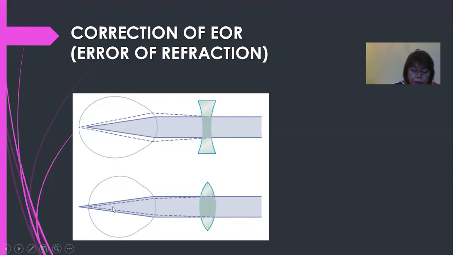If your eye is hyperopic or small, or the lens system is weak, you use a convex lens to converge the light rays, and to converge it more, so that the focus doesn't fall behind the retina and falls exactly on the retina, so there is clear vision.